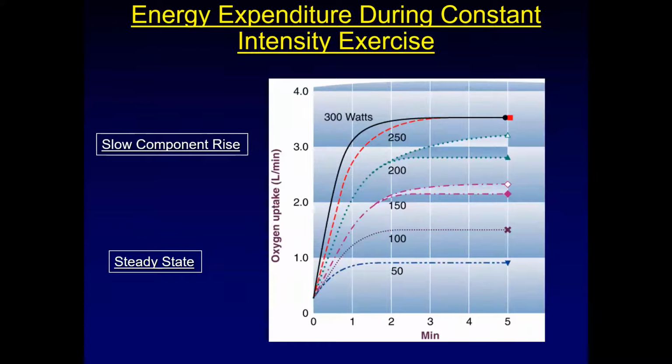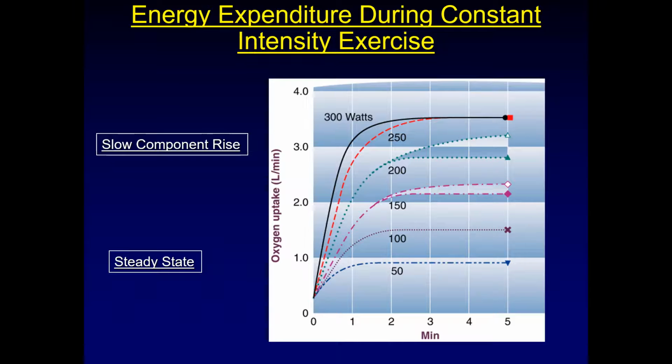Okay. Here's the slow component rise, and here is steady state. We flipped our axes. We still have O2 consumption here, and then we have 5 minutes of exercise at 50 watts, 100 watts, 150, 200, or 250. Note that in about a minute at 50 watts, I get to a steady state, and it stays the same. Work rate doesn't change, so O2 consumption doesn't change. At 100, it takes me a little bit longer to get to steady state, maybe a minute and a half, but again, it stays.